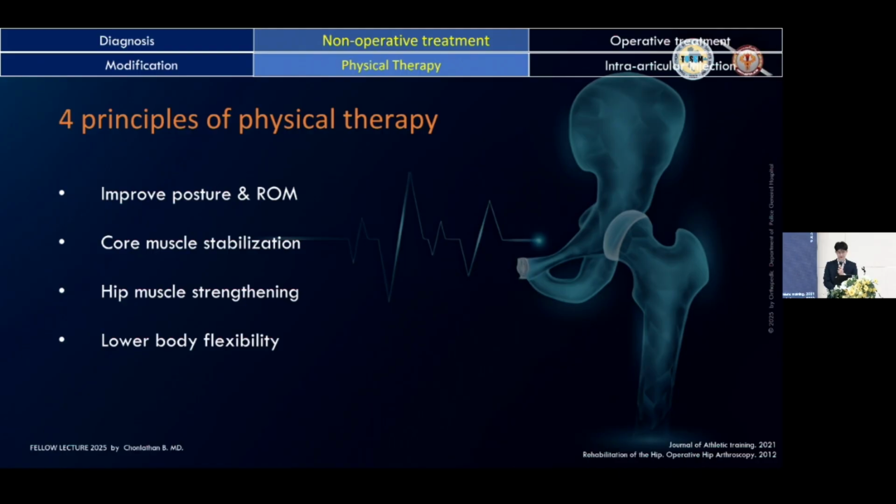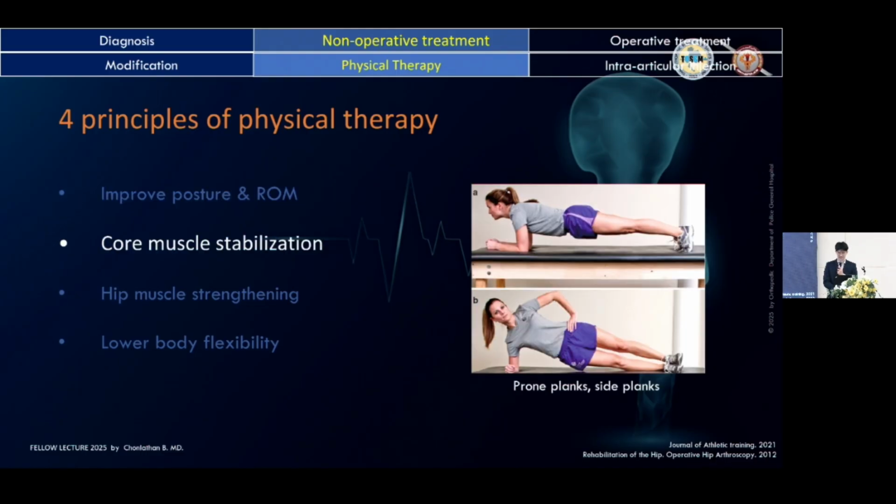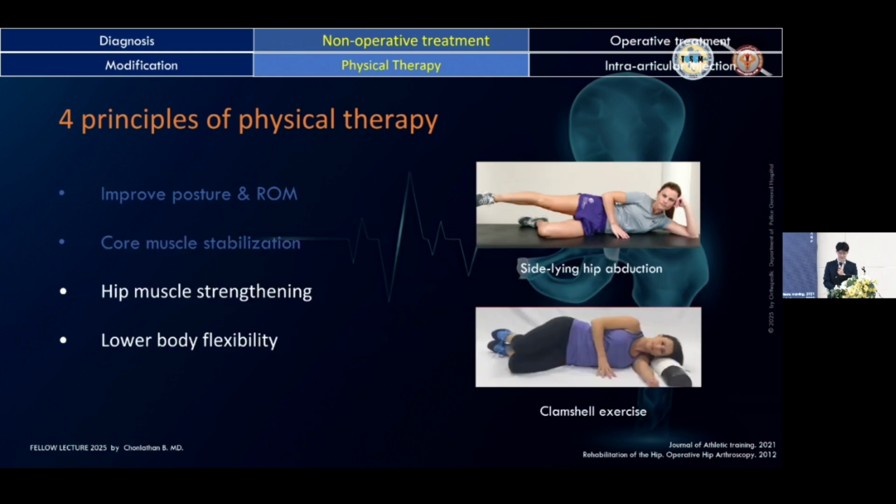The rehabilitation to treat ALT still lacks high level evidence, starting with range of motion exercise, which can be performed either actively or passively. Core muscle stabilization, hip muscle strengthening, for example, side-lying hip abduction or clamshell exercise, and lower body flexibility as well.